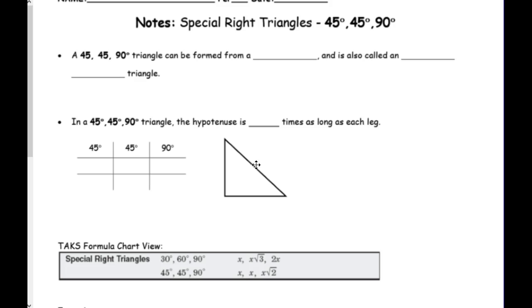45, 45, 90. That was good. That was a good 2 minutes of thinking. All right. So, everybody, the name of the triangle is the three angles of the triangle, okay?